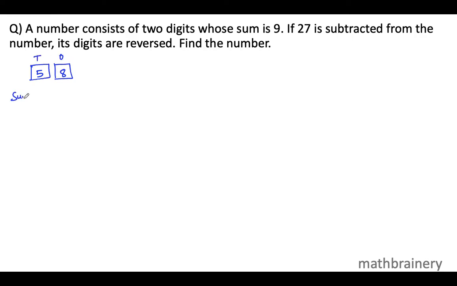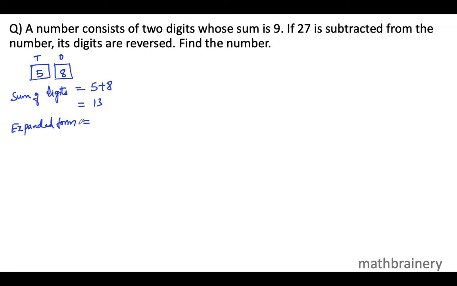Here, what is the sum of digits of this number 58? It is 5 plus 8, which is 13. What is the expanded form of the same number? Expanded form of this 2-digit number 58 is obtained by first multiplying the digit in the tens place with its position value. Now ones place, tens place, hundreds place or thousands place are called place values, right?